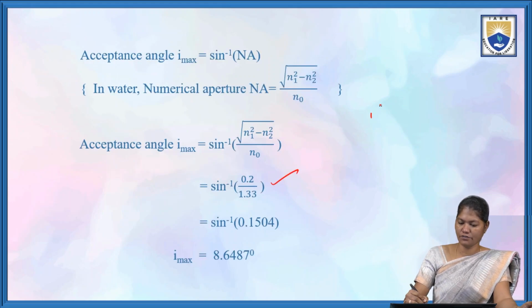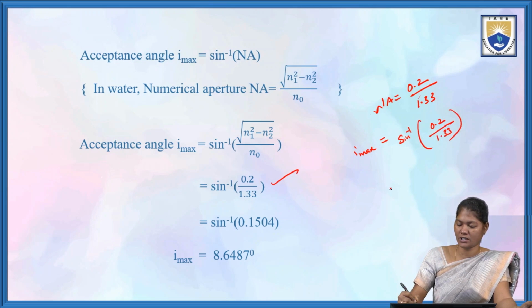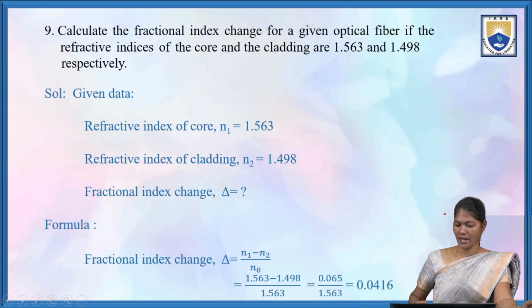So sine inverse of NA, that is, numerical aperture is equal to 0.2 divided by 1.33. So for getting the acceptance angle, i maximum is equal to sine inverse of 0.2 divided by 1.33. So it is equal to sine inverse of 0.1504. So we get 8.6 degrees. This is the maximum acceptance angle.